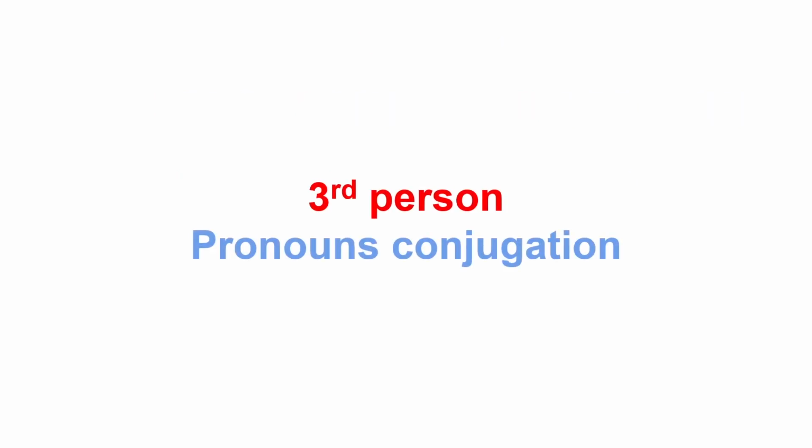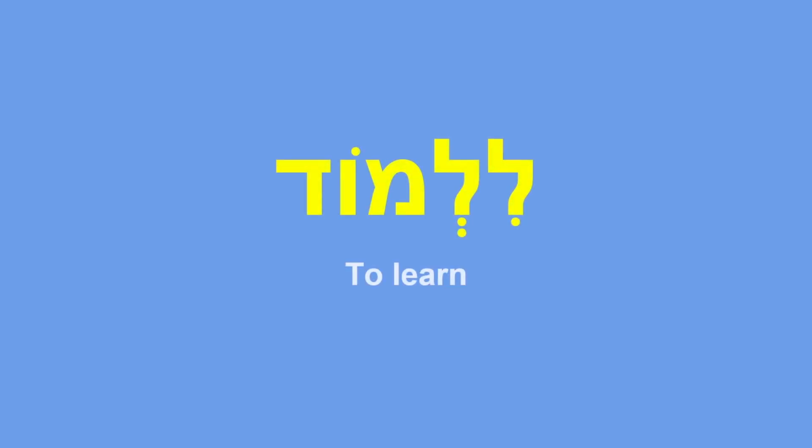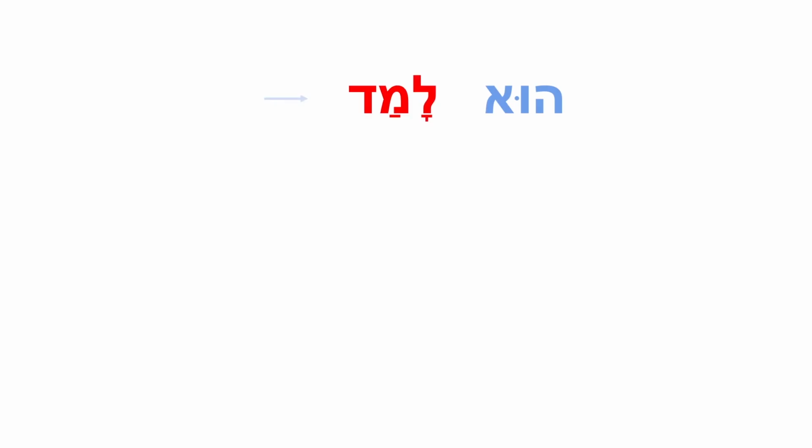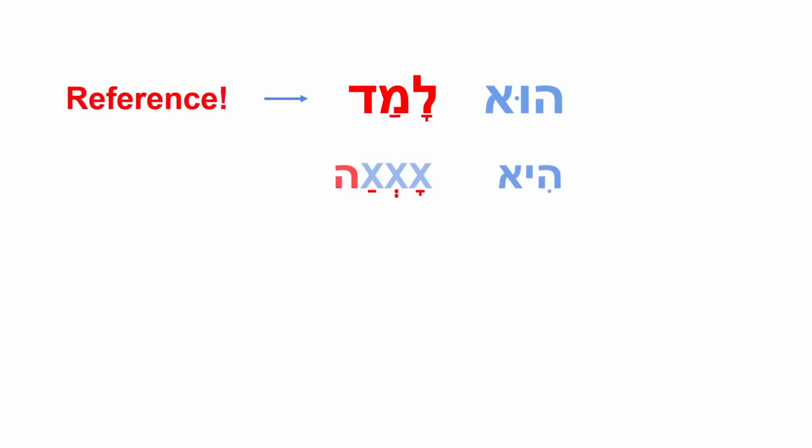Third person pronouns conjugation. Let's start with the verb lilmod, to learn, or to study. hu lamad, it was the reference point. He, so this will be the conjugation pattern. Hey will be always in the form of the suffix, and the vowel standing before it will be an a vowel. And also, let's see what happens.